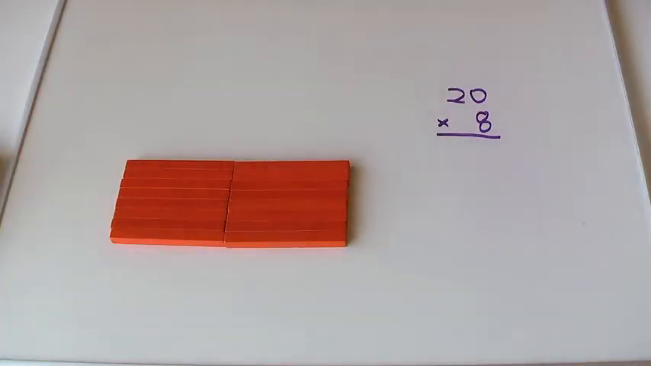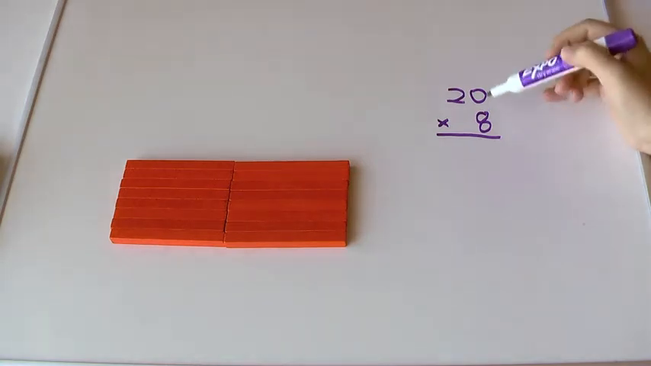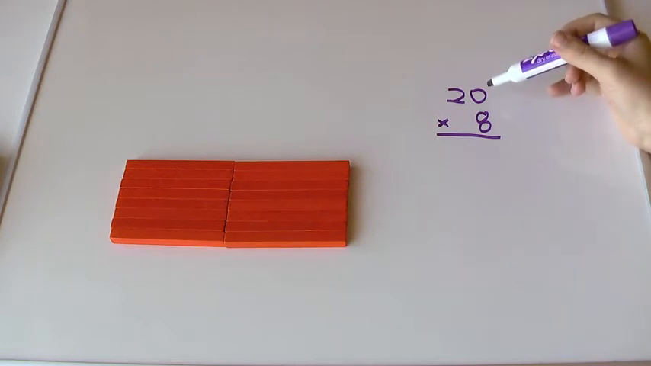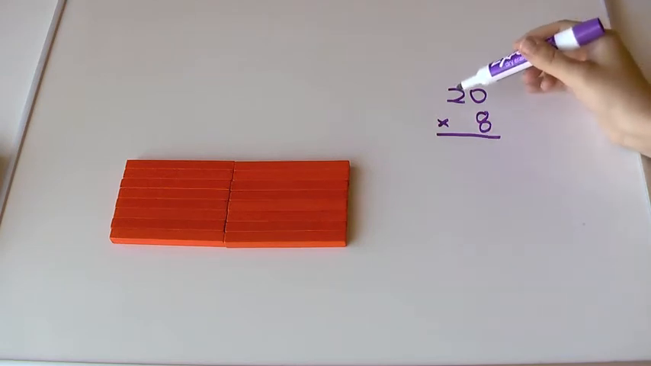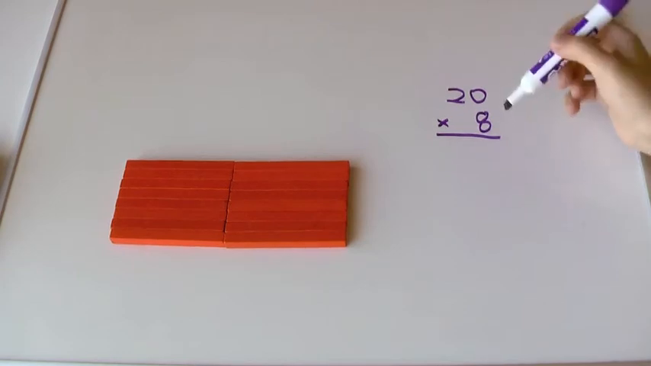All right, on to multiplying bigger two-digit numbers by a one-digit number. So this one, 20 times 8. Now normally what people will teach is you do 8 times 0 first, and you get 0, and then 8 times 2, and that's 16, and you write down the 16.